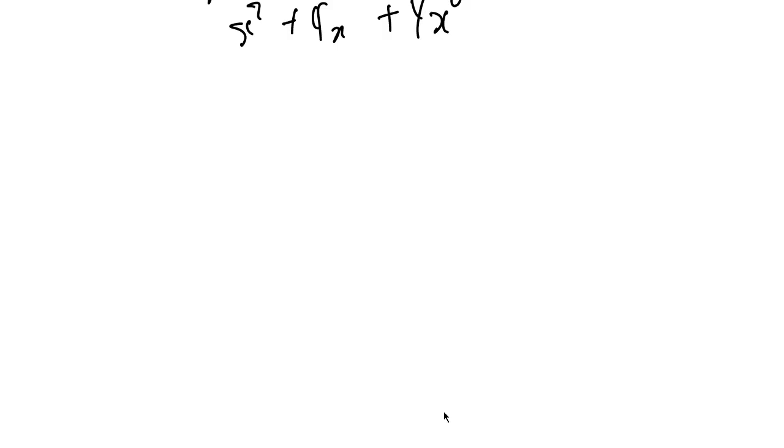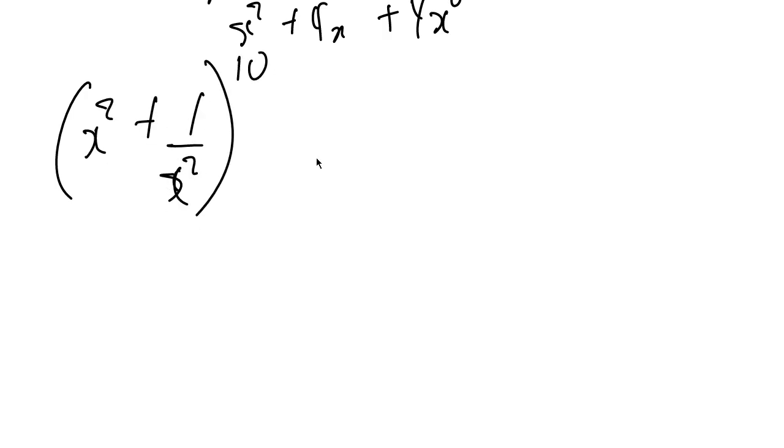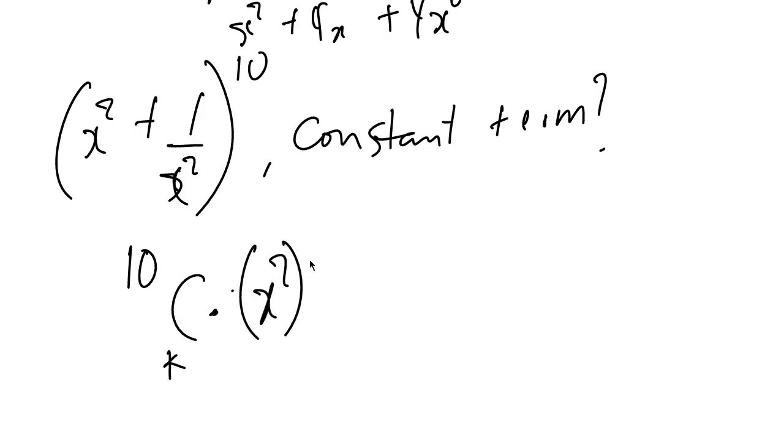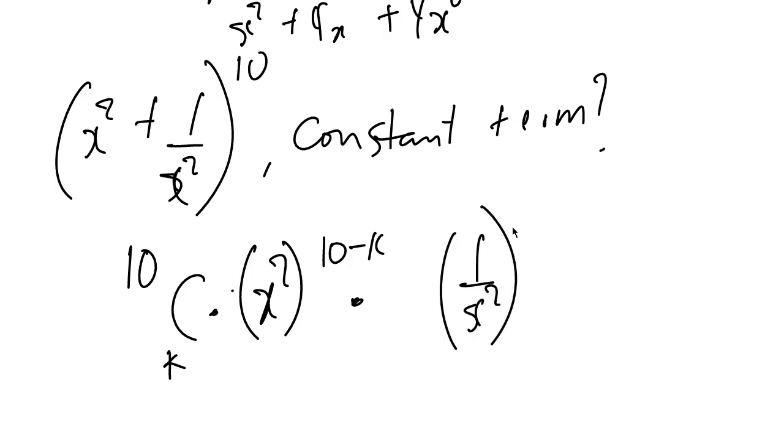So let's say this question comes up in the exam and you're asked to find the constant term. If I give you (x squared plus 1 over x squared) to the power 10, and the question says constant term, what will you do? This is CBT, so don't waste time. What happens? 10 combination k, x squared to the power 10 minus k, multiplied by 1 over x squared to the power k.